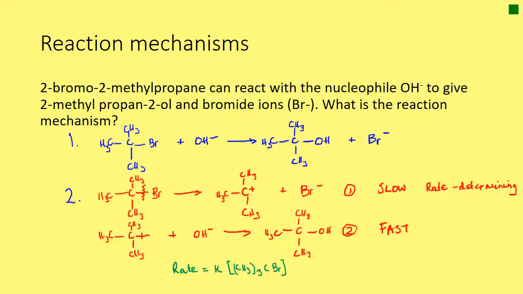So there's the rate equation, and as you can see, the only reactant that is in the rate equation is 2-bromo-2-methyl propane, which of course comes from the slow step, and therefore you can see that mechanism 2 is the mechanism that actually happens in practice.